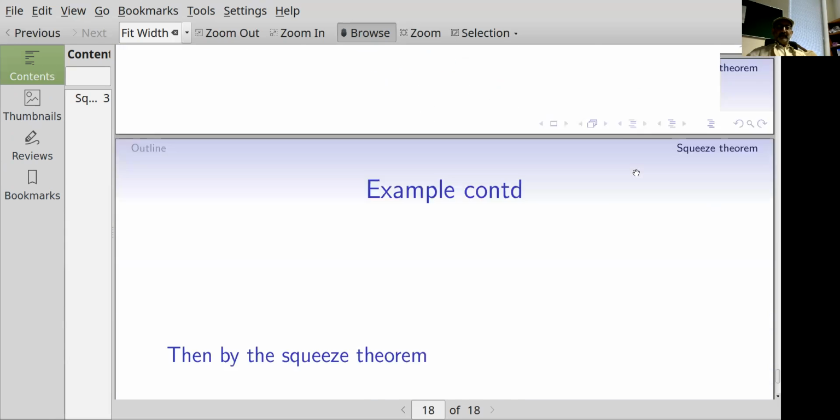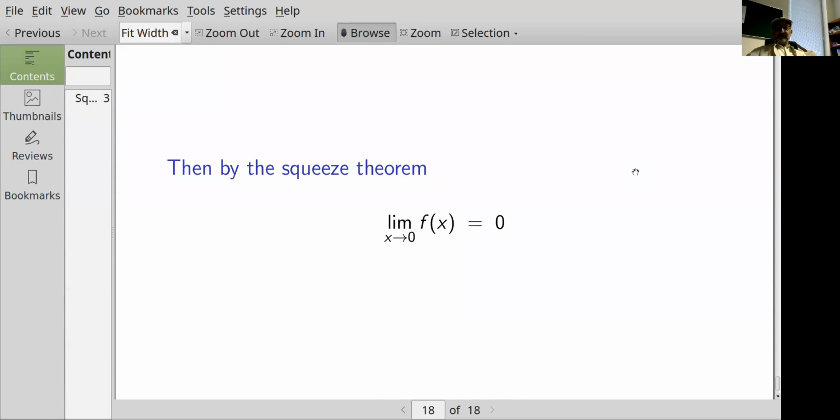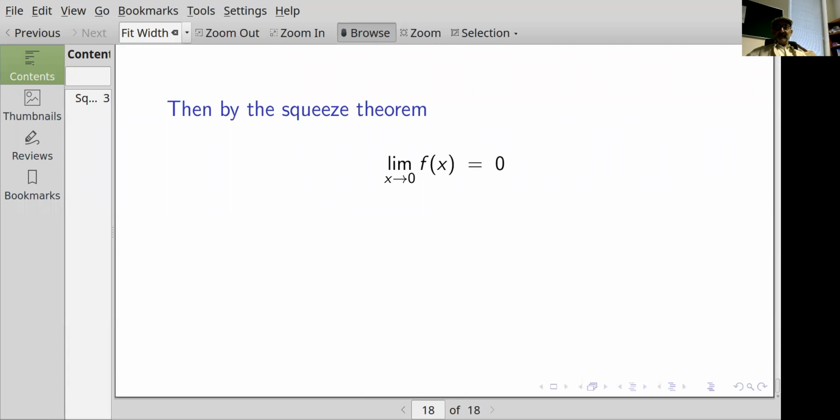Then by the squeeze theorem, the limit as x goes to 0 of f of x is also equal to 0.